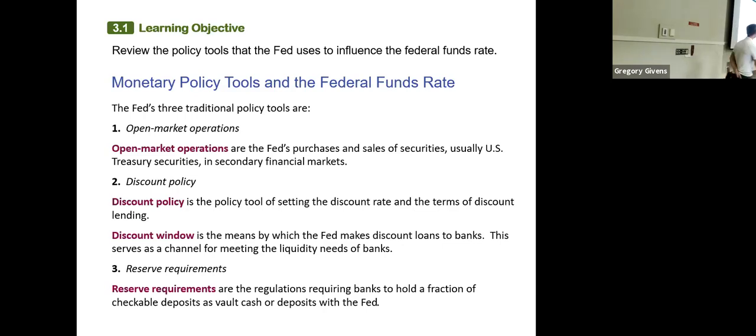Now, I think I've touched on this before, but what do we mean here by secondary financial markets instead of primary financial market? An open market operation is the purchase or sale of treasuries by the Fed in secondary market. What markets are those in particular? And how are they different from primary financial markets?